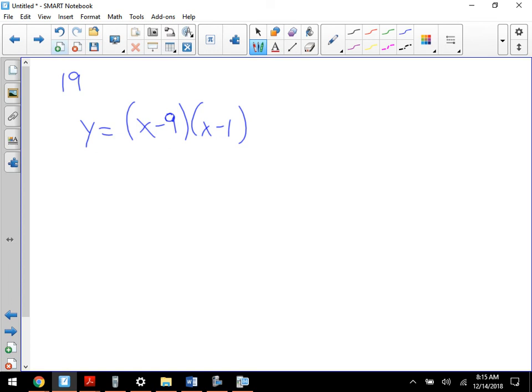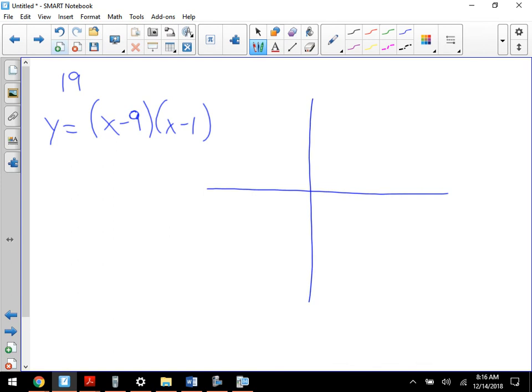So what we do here, if you recall, is intercept form. It's telling you where your zeros are going to be located. Your zeros are located at the zeros of the terms. Well, my terms are x minus 1, x minus 9. So my zeros will be at 1 and 9.